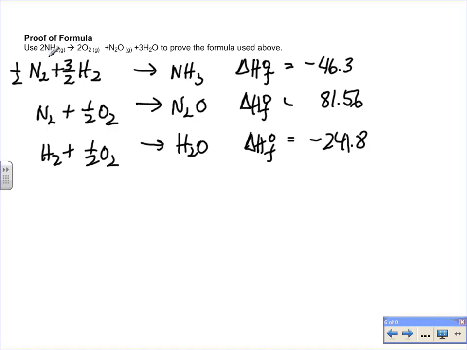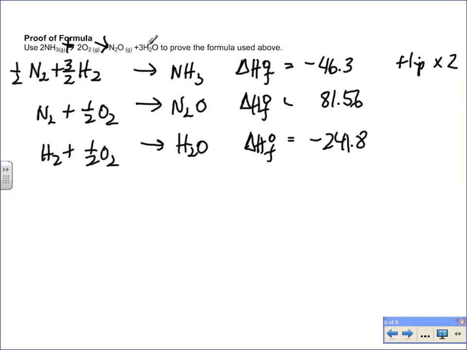Let's make the decisions here. We want, in our goal reaction, to have 2 NH3 as a reactant. So we would need to take this reaction and we would need to flip it and we would need to multiply by 2. The second reaction doesn't need to change because in our goal reaction here, we've got 1 N2O. Okay, I've just noticed something here. This should be plus, and this should be an arrow. Okay, so we want 1 mole of N2O. So this reaction doesn't need to be changed.